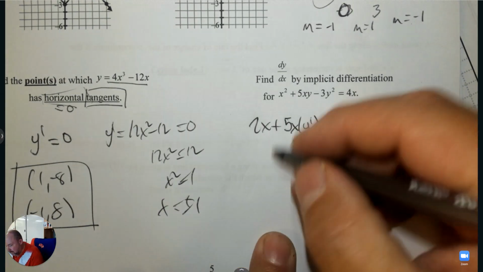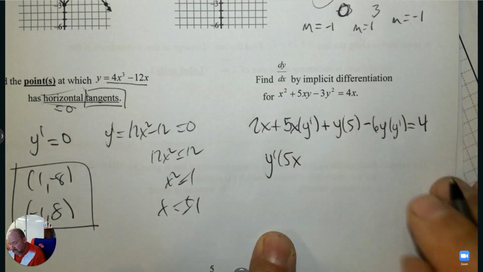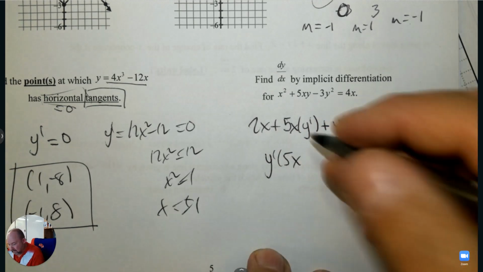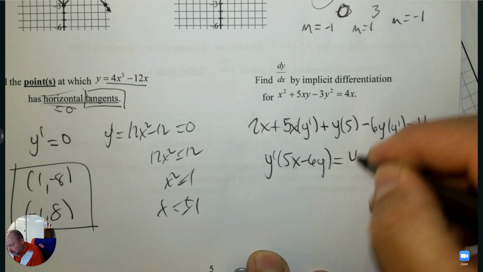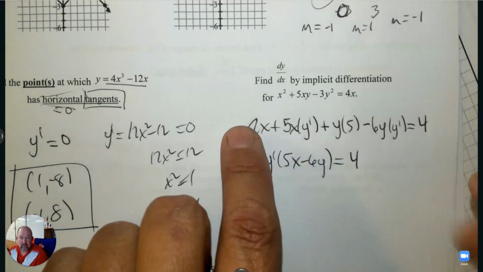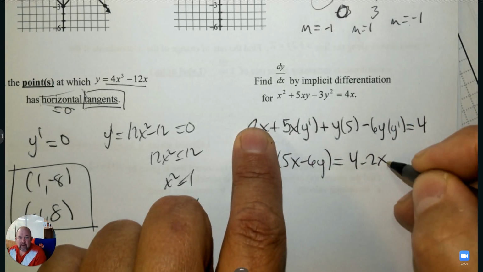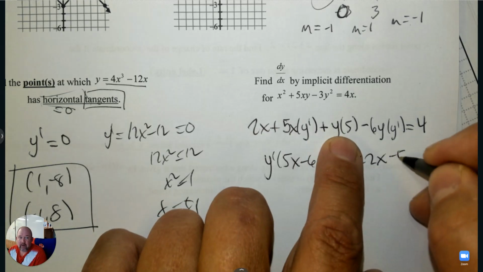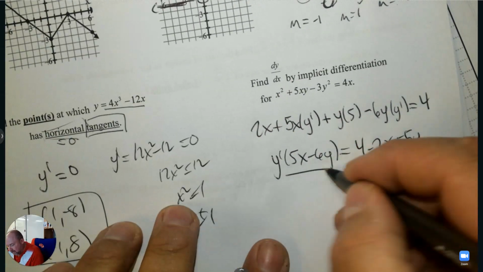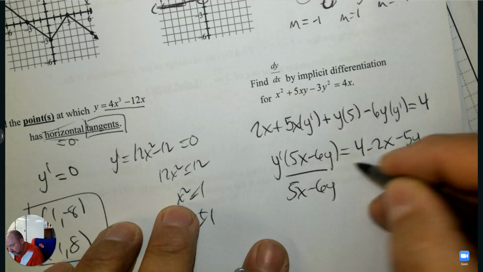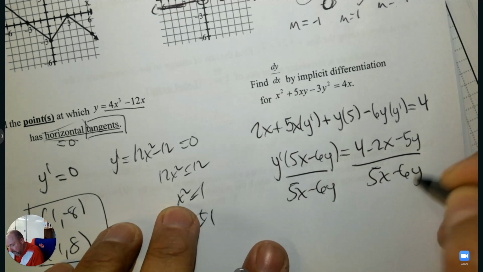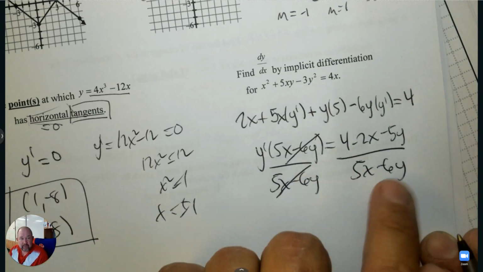Then factor out a y prime from 5x. Factor out a y prime from negative 6y. Everything else is going to the right side. So we already have a 4 there, so we're going to subtract 2x. I'm going to subtract 5y. And then the last step is I'm going to divide. And that's it. And you have your answer. So the derivative is this. There's nothing that would simplify that.